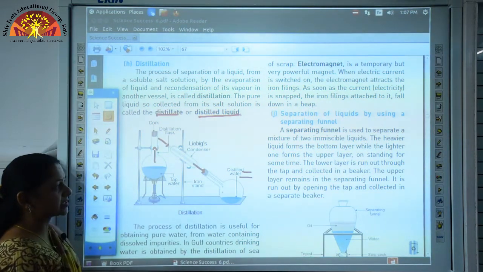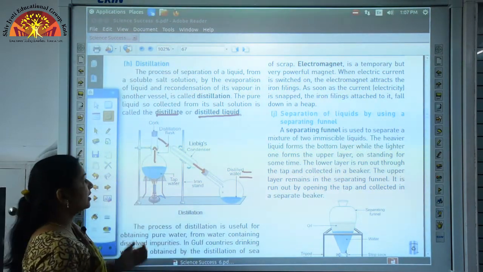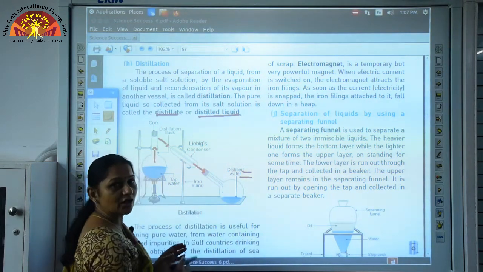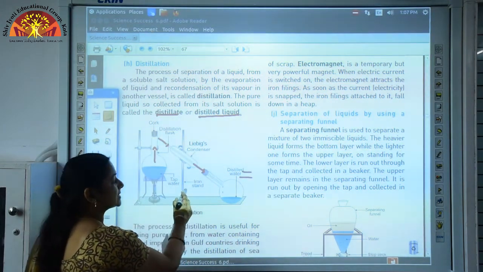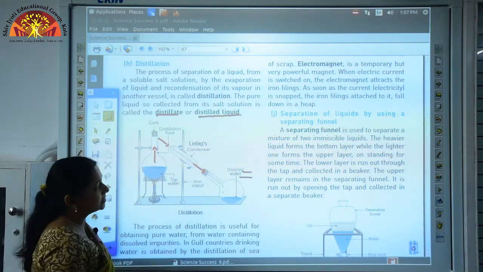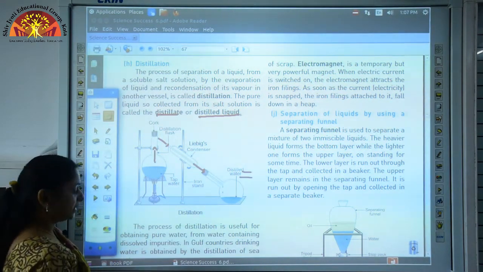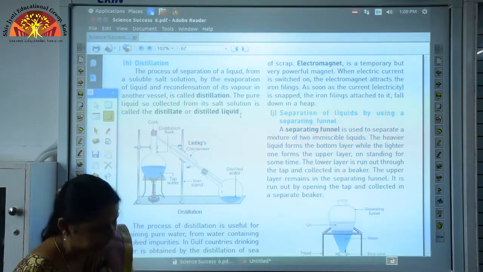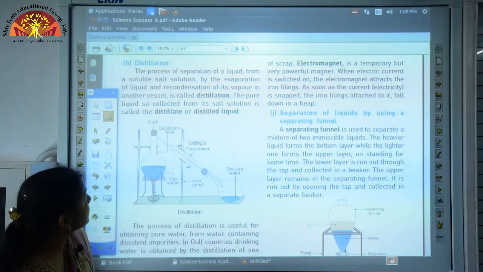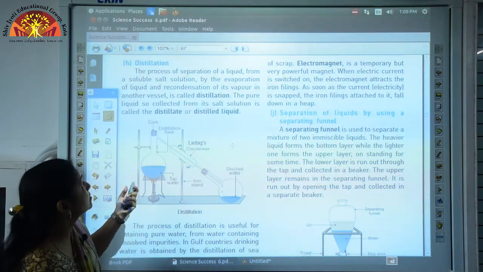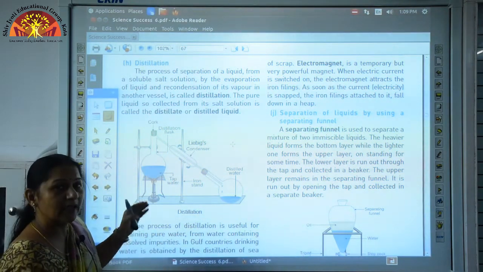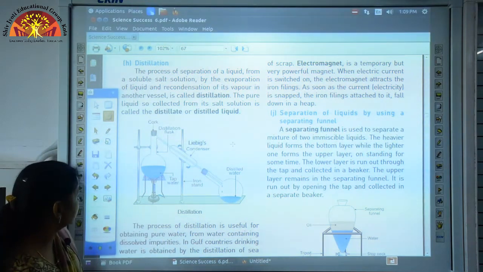And this process which we are using, where first evaporation is done and after that recondensation of the vapors is done, is known as distillation. Now, the next topic that we have here, this is a method which we can use to separate soluble salt solution by evaporation, and then we recondense it.